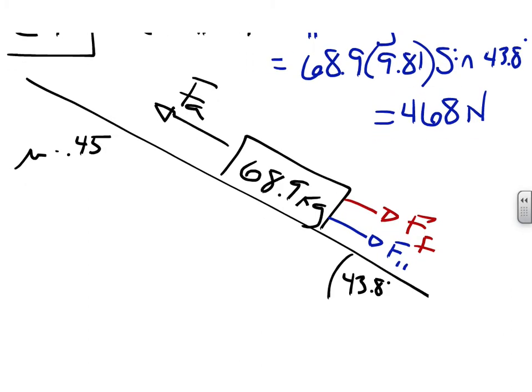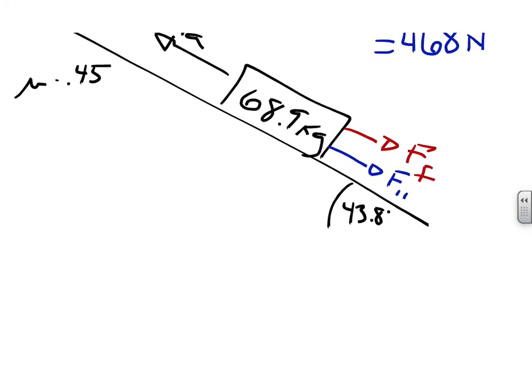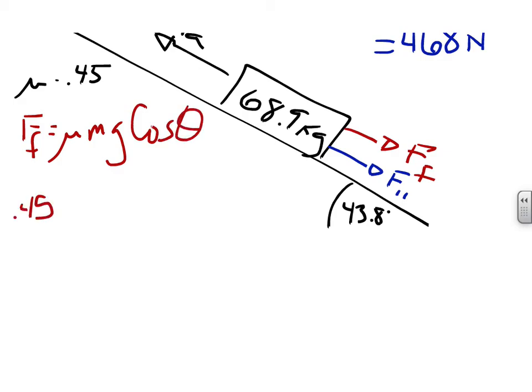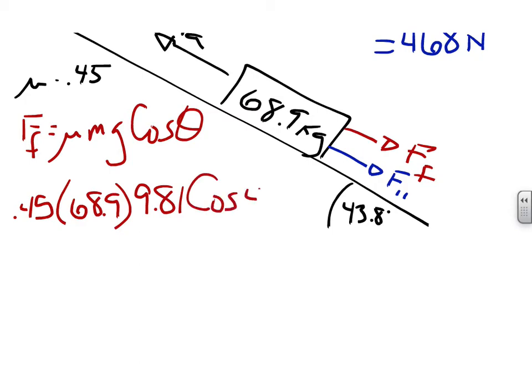Now, to find the friction force, what I'm going to do is say my friction force formula is mu mg cosine theta. So the mu, of course, is 0.45, and the m is the 68.9, g is 9.81, and again, my angle is just that 43.8. Plugging this in, I find I get 220 newtons.